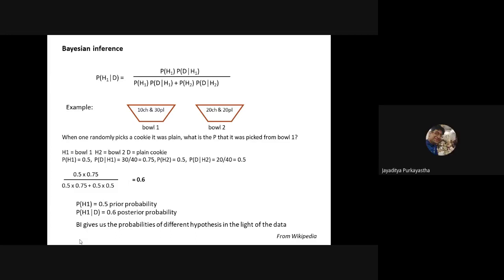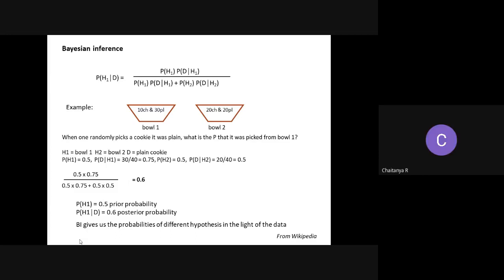For example, here you see that the prior probability is 0.5 and the posterior probability is 0.6. Now, the only problem is that bowl 1 is different from bowl 2 in terms of its composition, because it has 10 chocolate and 30 plain. For example, if we take it hypothetically that bowl 1 also has 10 chocolate and 10 plain, they are the same, like 10 chocolate and 10 plain cookies. Then the posterior probability will again be 0.5, right?